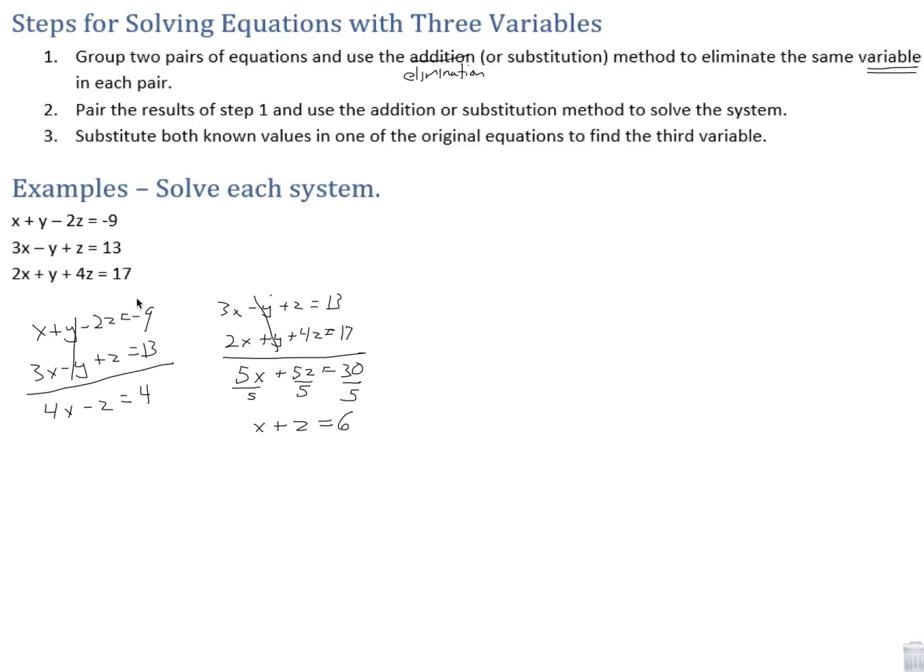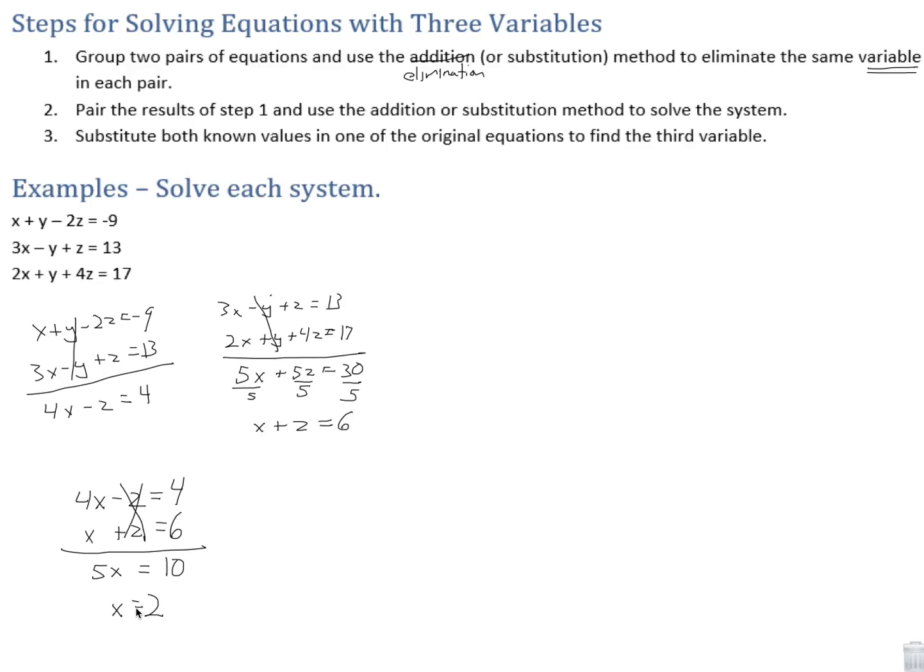So now we're going to pair up the results from step 1. I'm going to take 4x minus z equals 4 and x plus z equals 6, and pair those together, and now I'm going to use substitution or elimination here. Well, this one's set up easily for elimination again. They're not going to all turn out like this, but we didn't have to multiply these by anything. So we're going to add those together. We get 5x, the z's eliminated, equals 10. So divide both sides by 5, x equals 2.